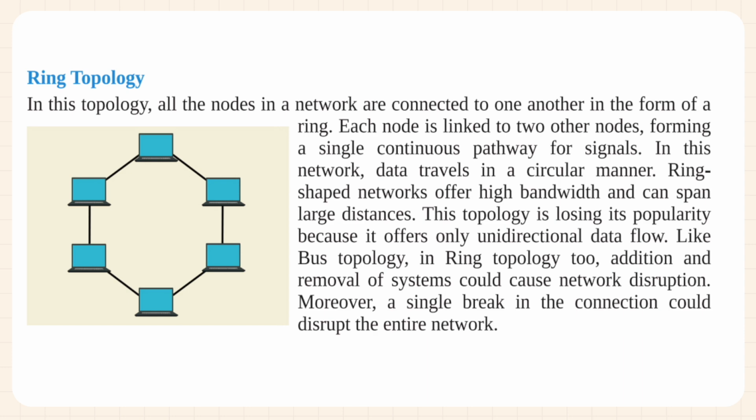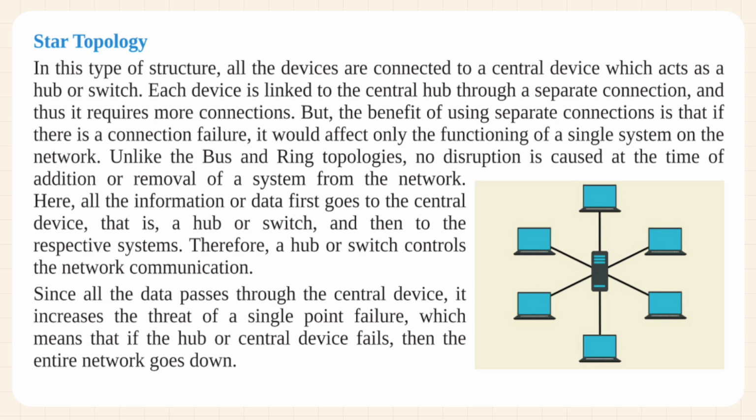Star topology. In this type of structure, all the devices are connected to a central device which acts as a hub or switch. Each device is linked to the central hub through a separate connection, and thus it requires more connections. But the benefit of using separate connections is that if there is a connection failure, it would affect only the functioning of a single system on the network.